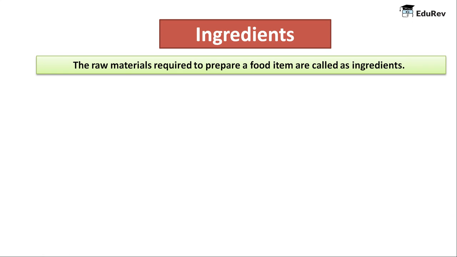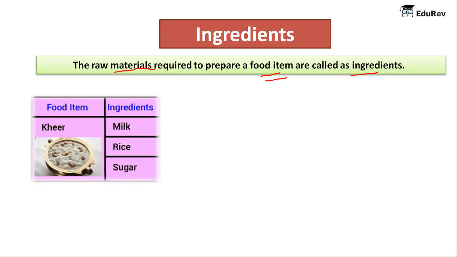Let us come back and understand the meaning of ingredients. The raw materials required to prepare a food item are called ingredients. Let me show you by an example. Here is a food item kheer. What are the raw materials that are used to prepare this food item which is kheer? Here are the ingredients. We require milk, we require rice and we require sugar. So, kheer requires these three ingredients. These three are the raw materials to prepare this food item kheer.